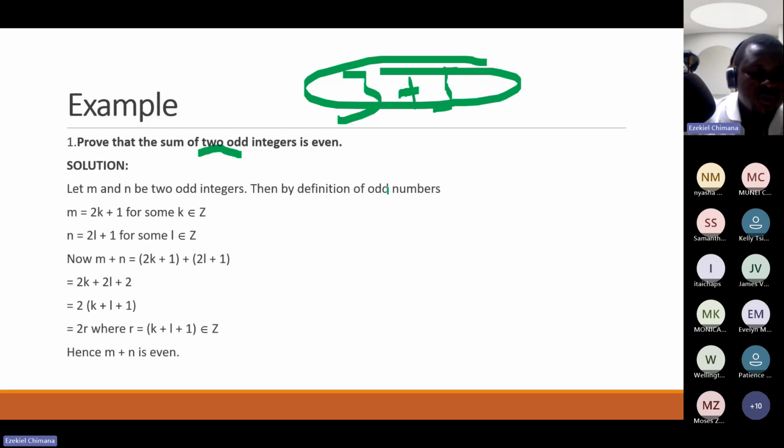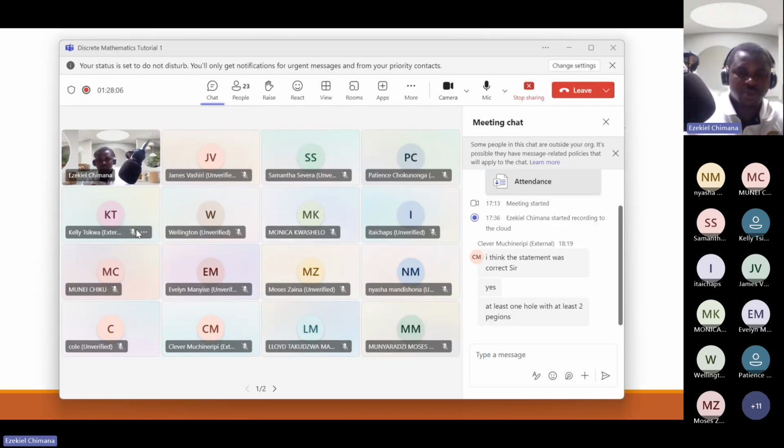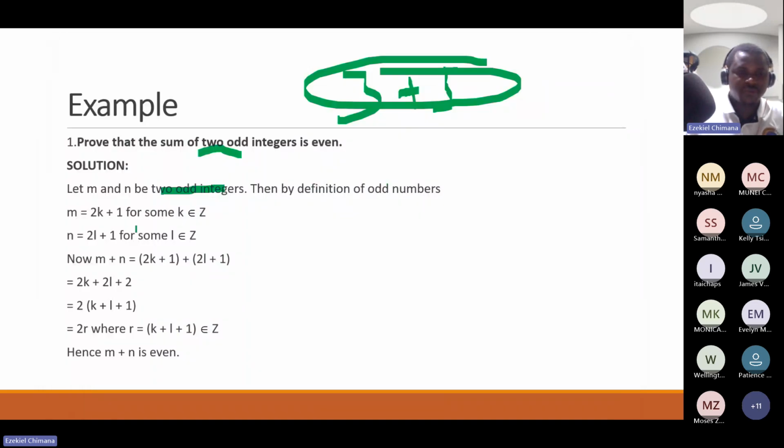Then by definition of odd integers, you can take m to be 2k plus 1, and n to be 2l plus 1, for some l and k that are elements of the integers. So guys, if you look at this, we've said two odd integers. Do not take 2k plus 1 for m, and for n take 2k plus 1 again. It will be the same number. You'll be adding the same number, not two integers. So you need to add two different integers. That's why we've got 2k plus 1 and 2l plus 1.